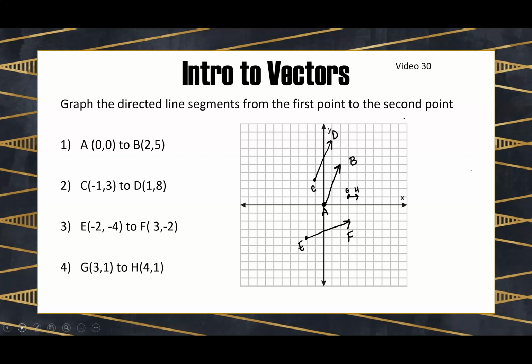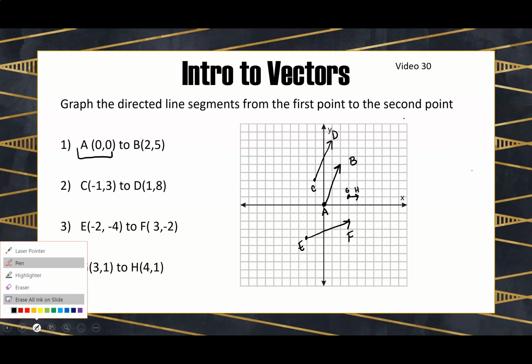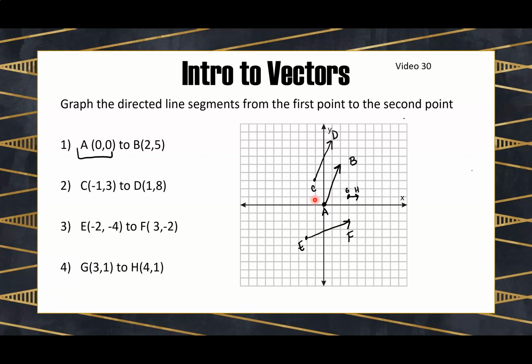Graph the directed line segment from the first point to the second point. Well, I've already done this for you. It took me a little bit of time, and I didn't want to spend that time on camera doing that. But what did I do? Well, I plotted the point 0, 0, which is located right here. Okay, and then I graphed the point B, which is 2, 5, and that's right here. And notice how it's going from A to B, and so the arrow is on B because it's going in that direction.